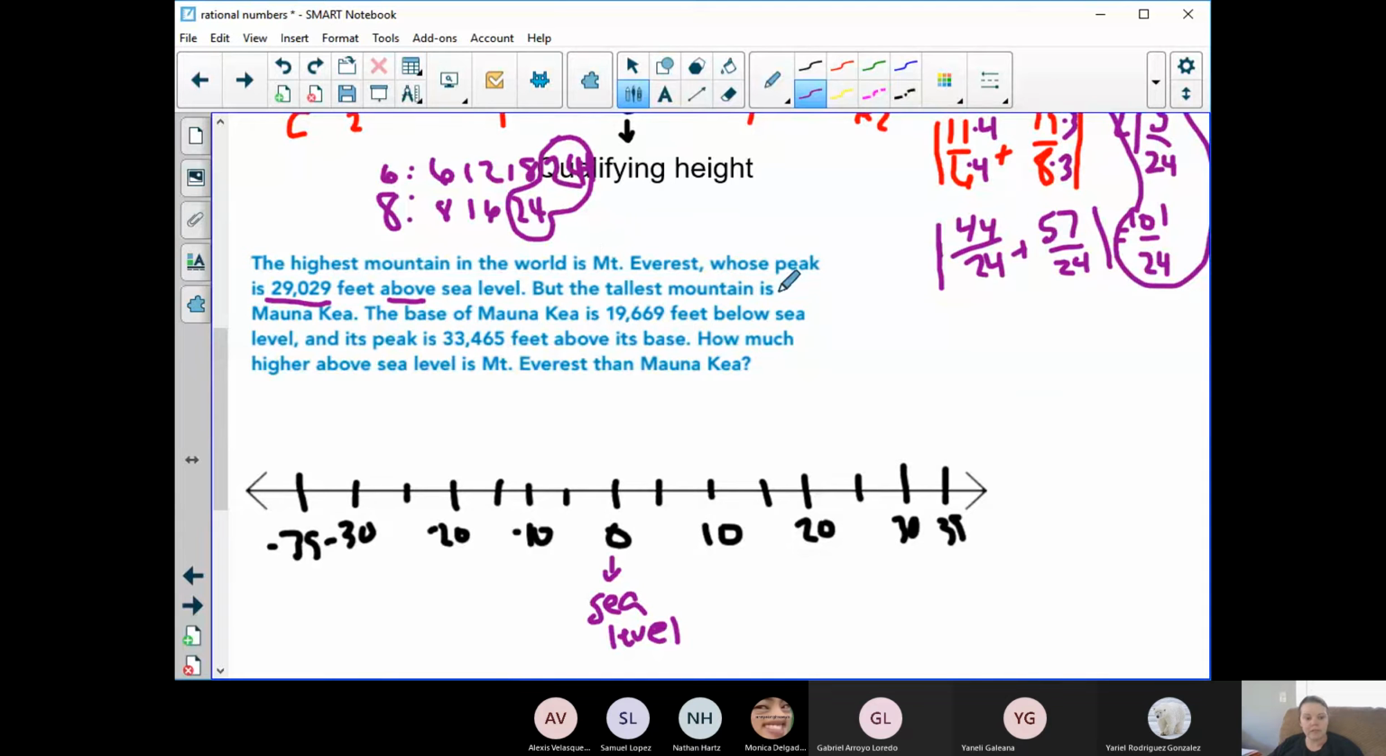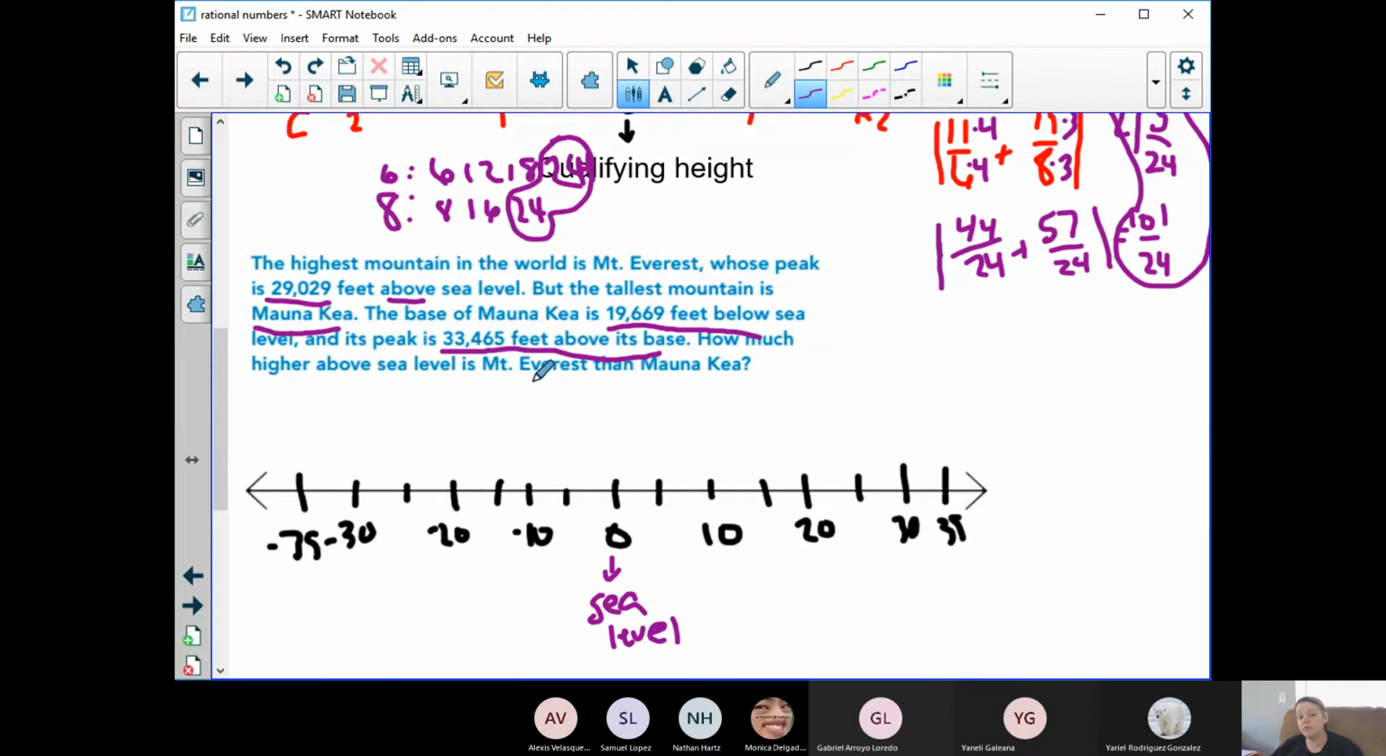But the tallest mountain is Mauna Kea. The base of Mauna Kea is 19,669 feet below sea level, and its peak is 33,465 feet above its base. How much higher above sea level is Mount Everest than Mauna Kea?